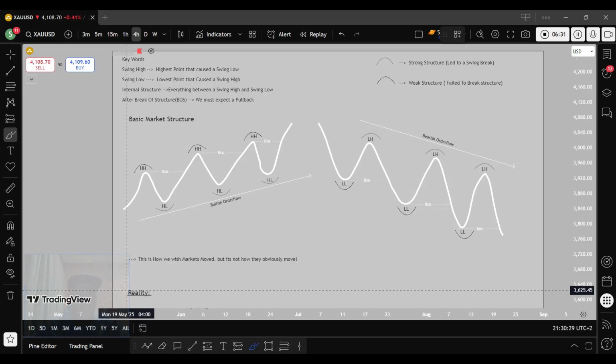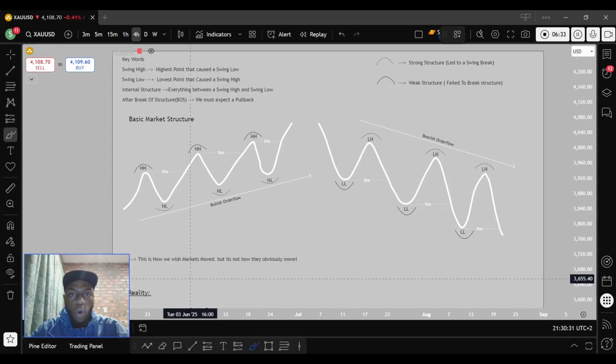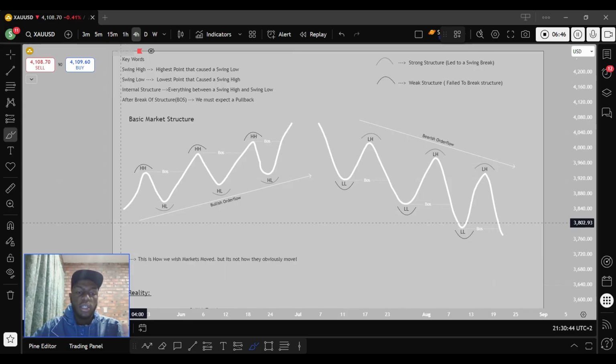What is basic market structure? When we all started, we started from Babypips and trading books and YouTube, you understand? So in essence, we have three types of markets. We have the uptrend, downtrend, and sideways market. But for the purpose of this video, we're going to focus on uptrend and downtrend, right?